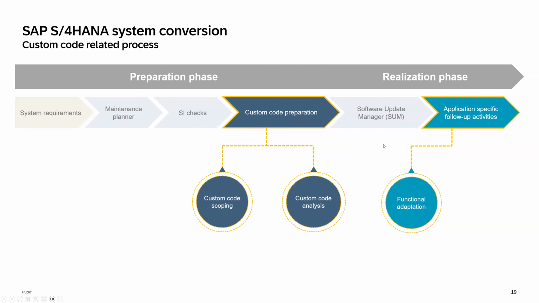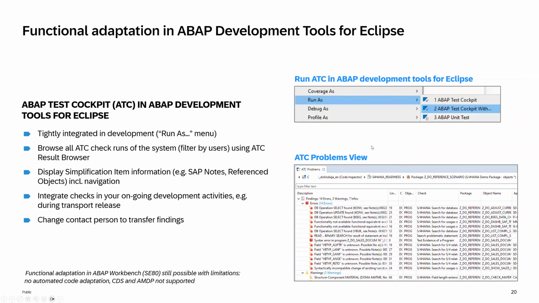After you have run the software update manager to install the new S/4HANA software to convert your existing system to S/4HANA, it's time to do the functional adaptation of your custom code. And the tool of choice for the custom code adaptation is ABAP development tools for Eclipse.